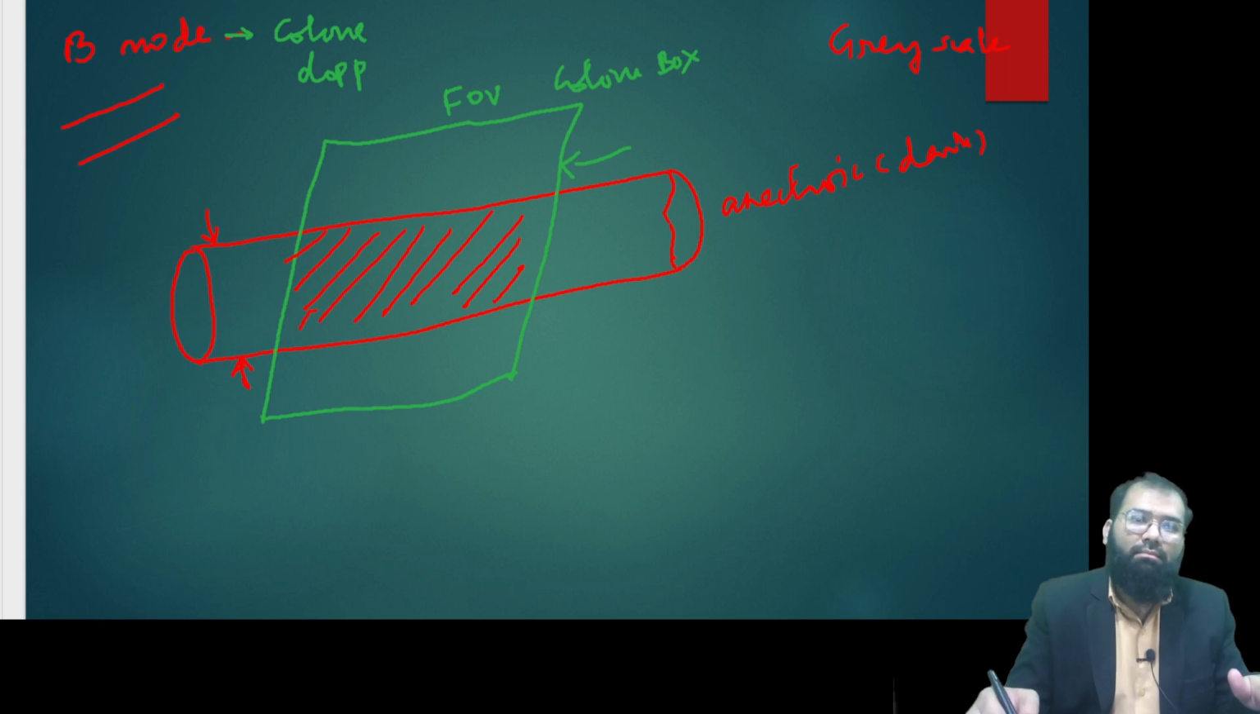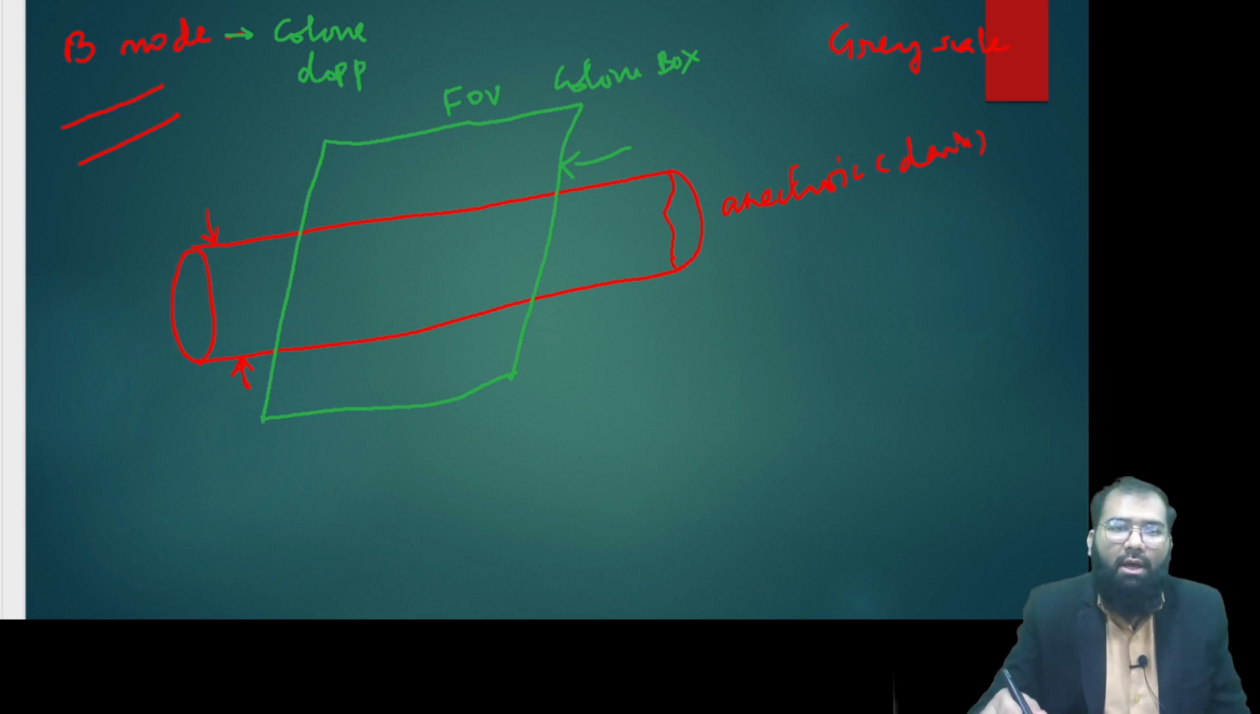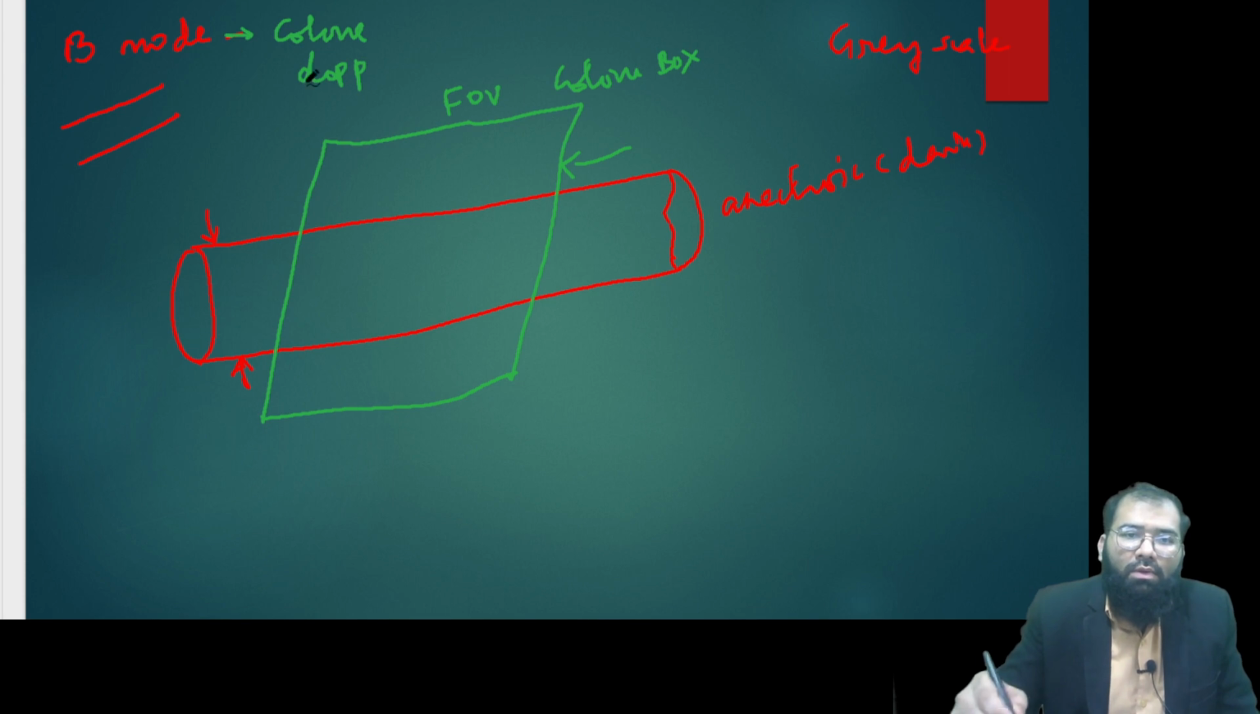Next one. So you have seen color Doppler. Now if you see B mode and you see color Doppler, this is called duplex Doppler imaging. And now what you do is you add a third important thing, which is called spectral Doppler.